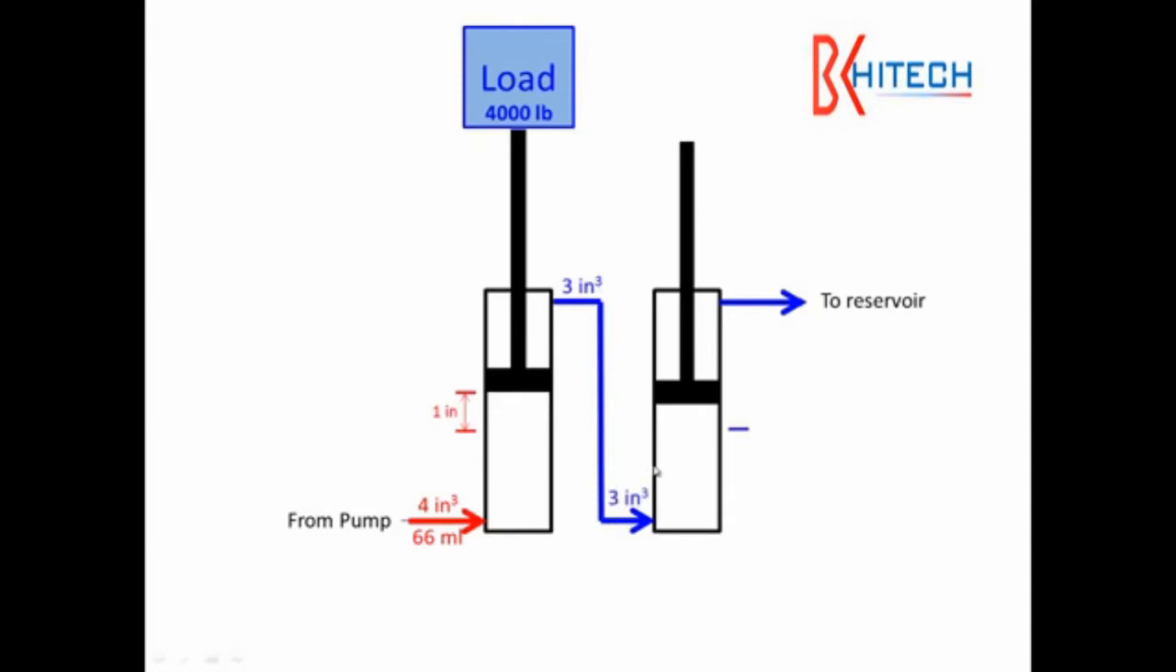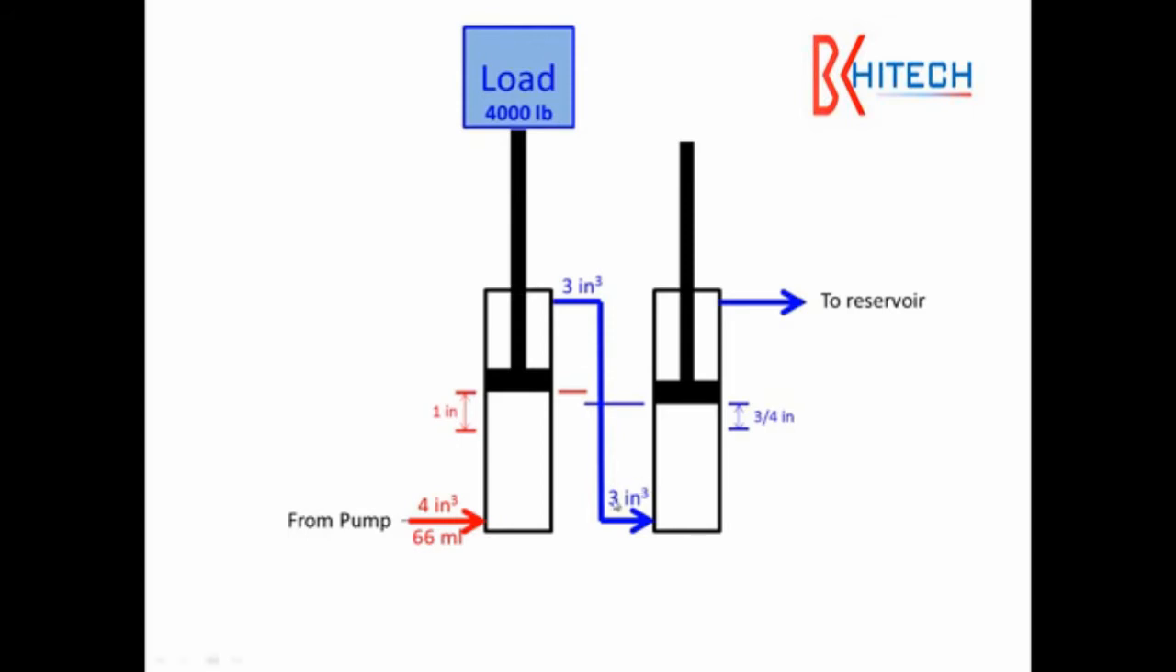And 3 cubic inches on this 4 square inch area would result in this one moving only 3/4 of an inch. So notice 4 cubic inches went in here to cause 1 inch of motion, and only 3 cubic inches of fluid went in here to cause 3/4 of an inch of motion. So you'll notice that the cylinder on the left, the first one in the series, moved farther and faster than the one on the right.